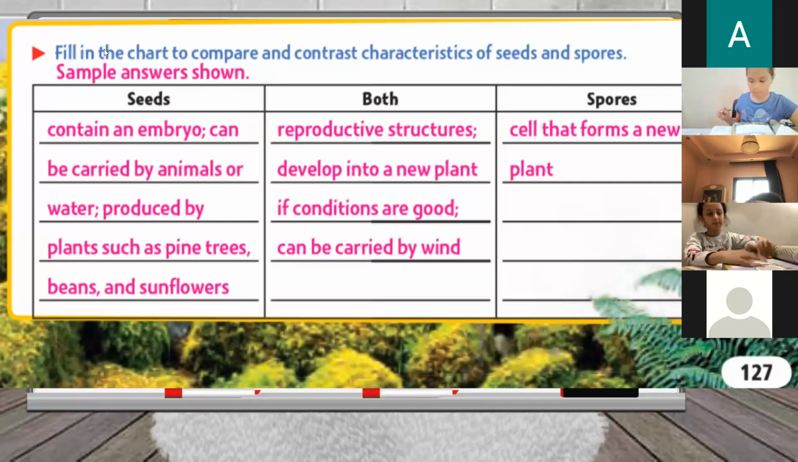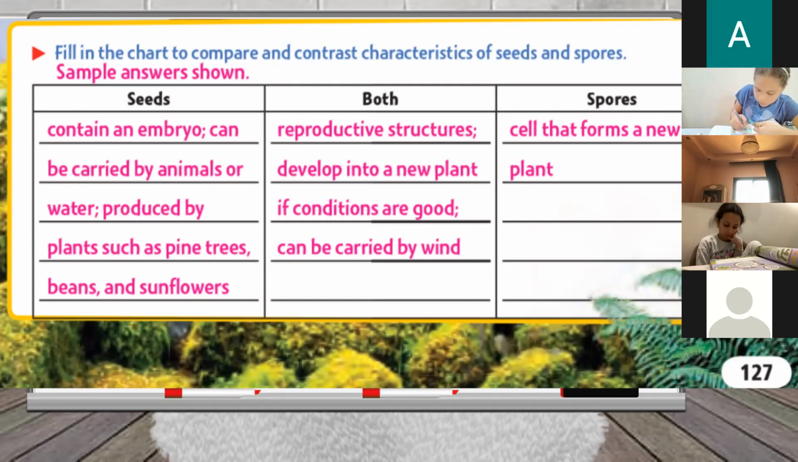Can you read for me, Fattuma? A seed has what? A seed contains an embryo and can be carried by animals or water. It's produced by plants such as pine trees, beans, and sunflowers. So a seed has what? Embryo. Excellent.